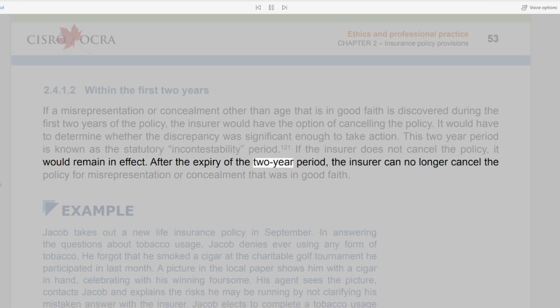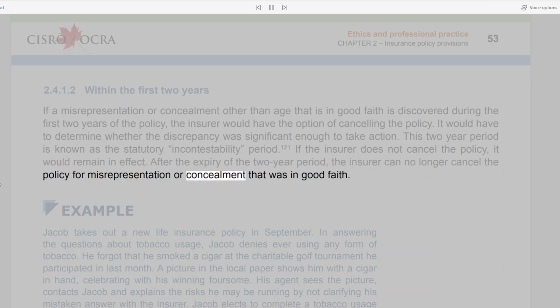After the expiry of the 2-year period, the insurer can no longer cancel the policy for misrepresentation or concealment that was in good faith.